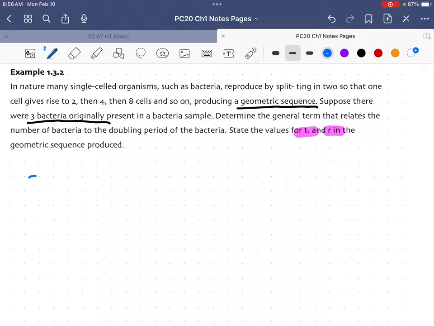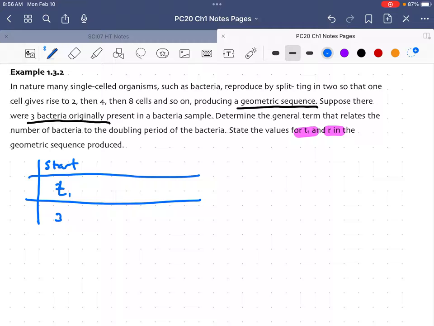All right, so let's build a chart to take a look at this. So we've got our start value. We have 3 bacteria. That is our first term. Here's our second term after 1 doubling period. We have 6 bacteria, just doubled. Here's term 3 after 2 periods. We have 12 bacteria, and this pattern goes on.